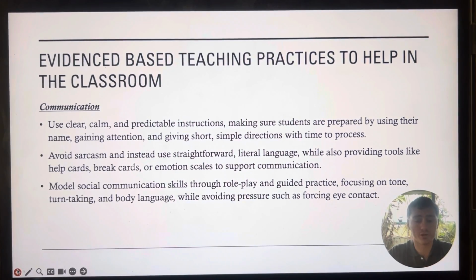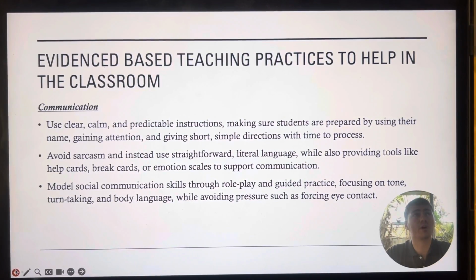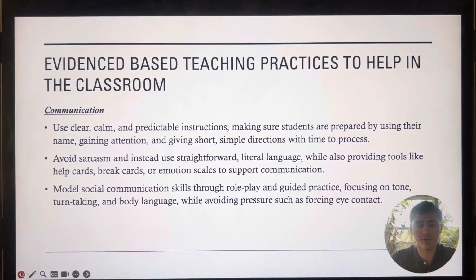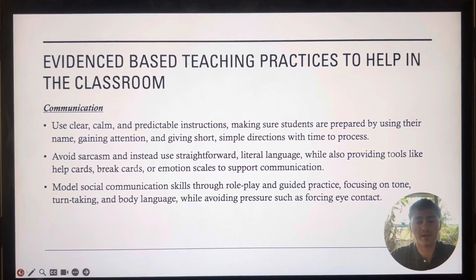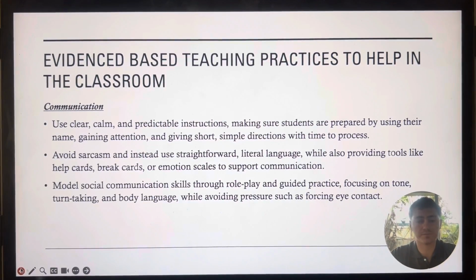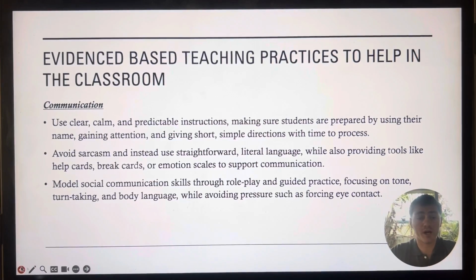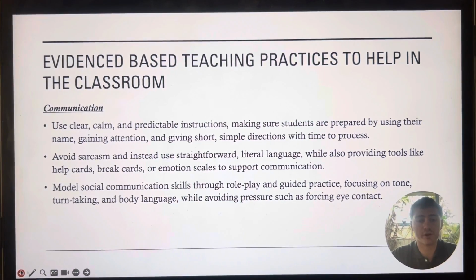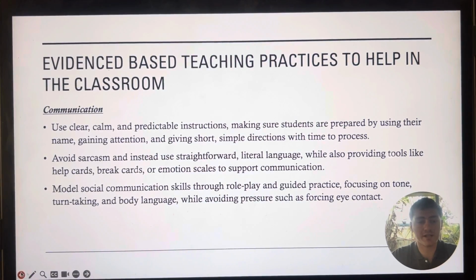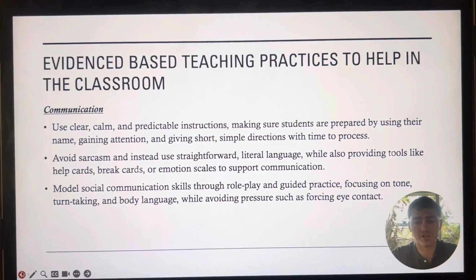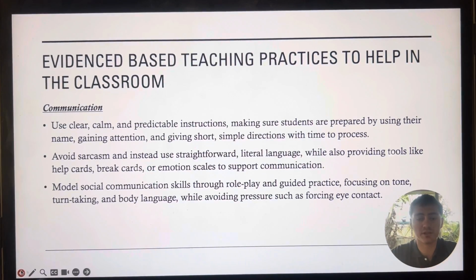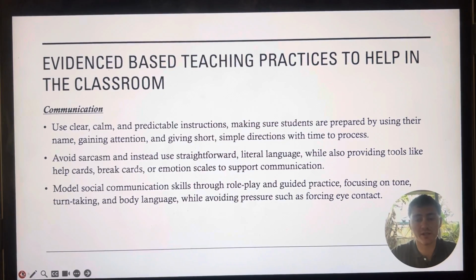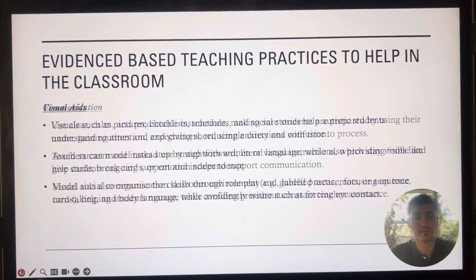while providing them tools like help cards, break cards or emotional support cards. If they are feeling overwhelmed by the classroom, they can place a card that is red, for example, on their desk. That signals to you that they are overwhelmed and need a break from the classroom. So model good communication skills through role play, guided practice and focusing on tone, turn taking and body language. Repetition is key and it helps them develop these skills so they can interact with their peers and possibly create friendships and get along with their peers.